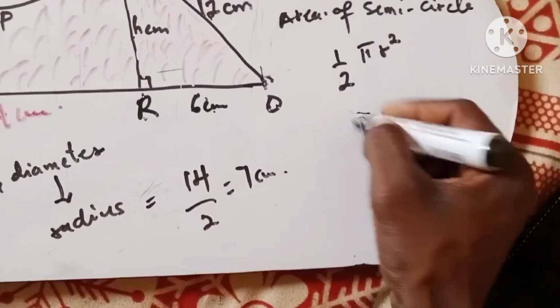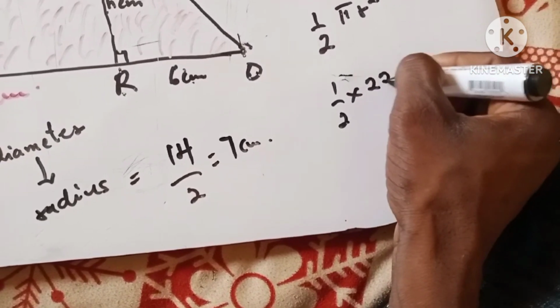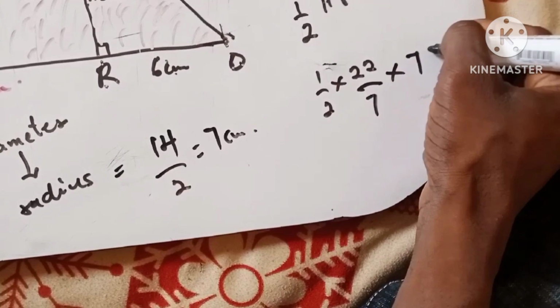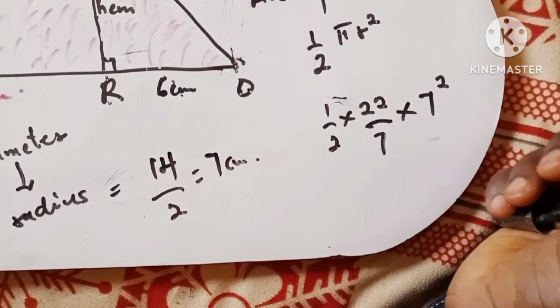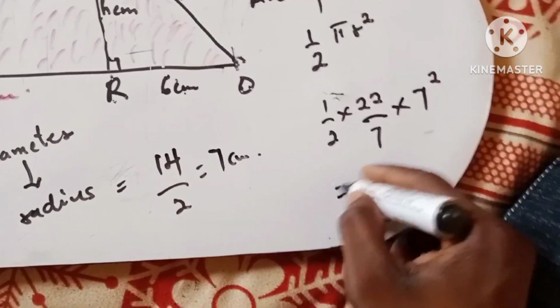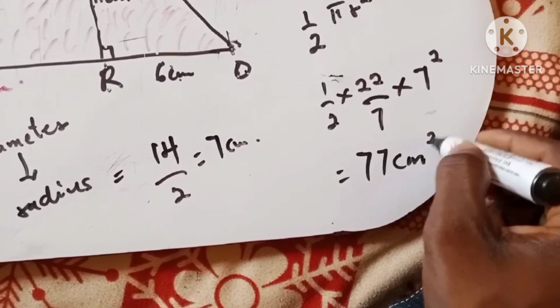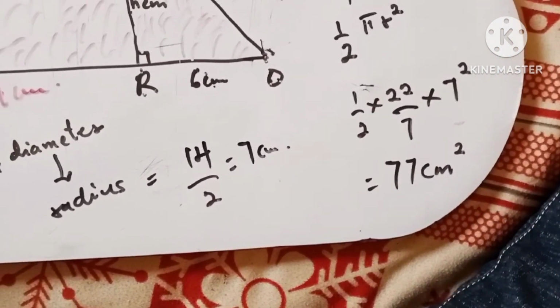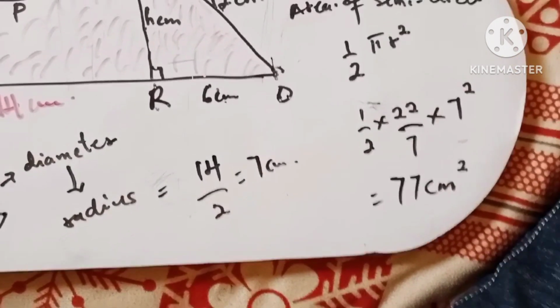So substituting that here, we have this to be equal to 1 on 2 multiplied by 22 on 7, and then everything multiplied by r squared, that is 7 squared. Is that okay? Very simple and straightforward. So I have 7 squared centimeters. Remember to add the squared here because it's area. So we have 2 different areas that we are looking for. Once we have these 2 areas, our work is done, right?